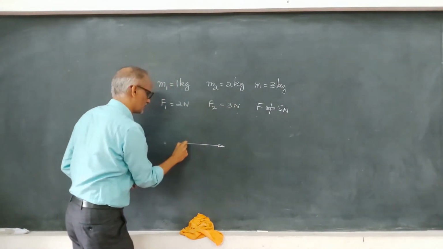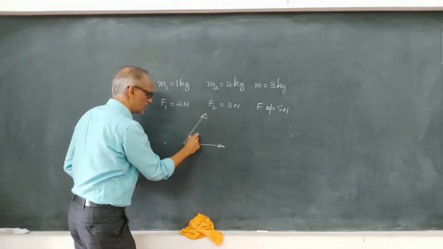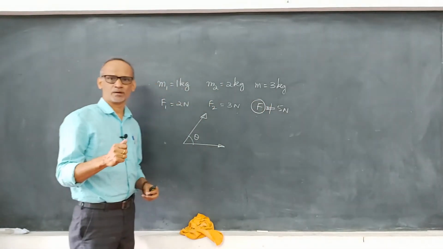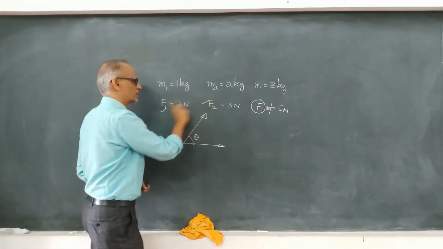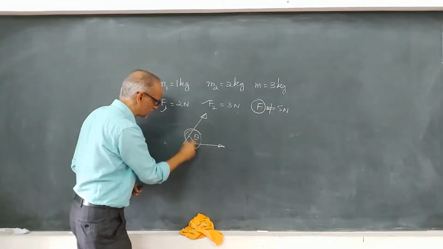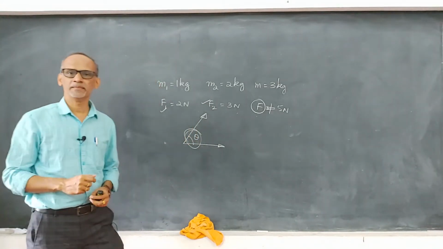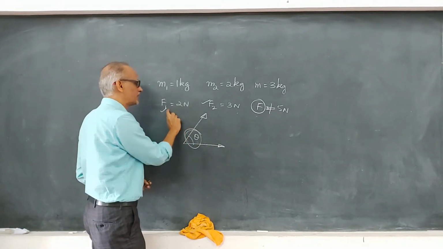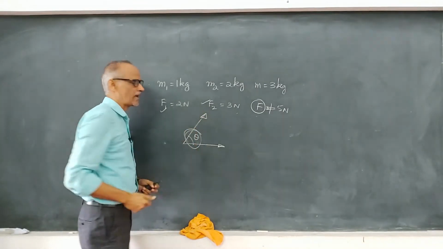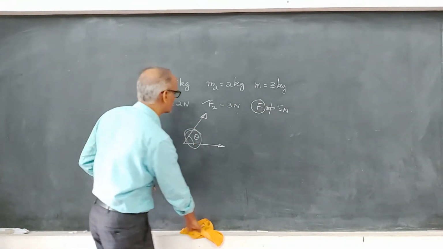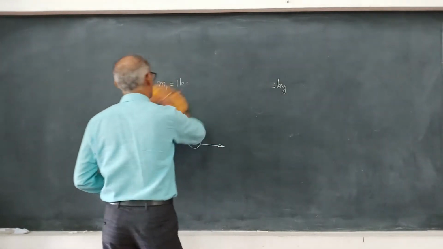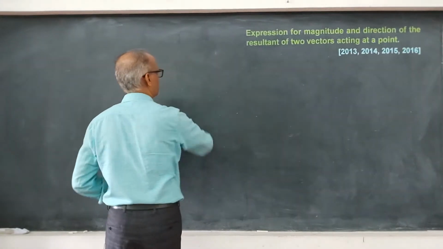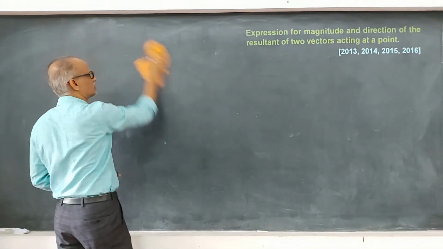One more force, it has a magnitude and direction, and you can see there is some angle between them. So the resultant depends on the magnitude of the two forces as well as the angle between them. That is why we have to find a relation between the individual vectors and the angle between them. And that is what we are going to learn today. It is in the form of a derivation, and the question has appeared 4 times in the examination.